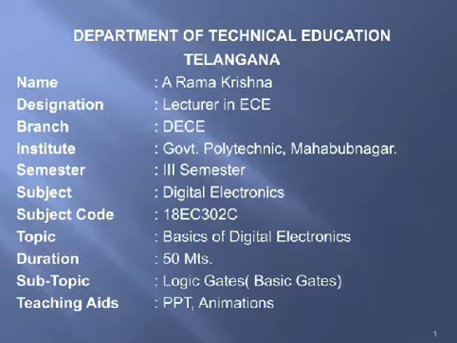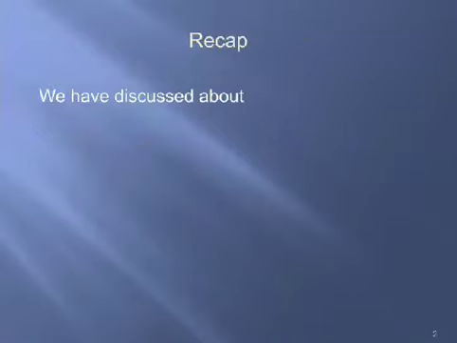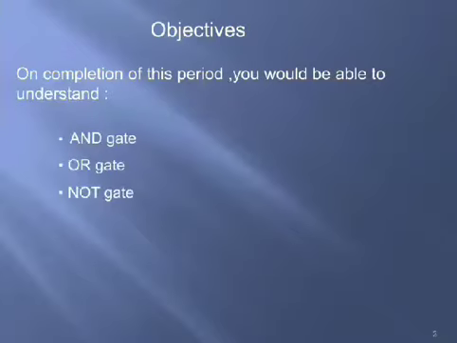In the previous lecture we have seen something about Boolean laws. Now in this lecture we will mainly concentrate on discussing different types of logic gates, especially the basic gates. The main objective of this lecture is to understand the AND gate, OR gate, and NOT gate. These are the three basic gates that are available. We'll be discussing in detail each and every basic gate: AND gate, OR gate and NOT gate.